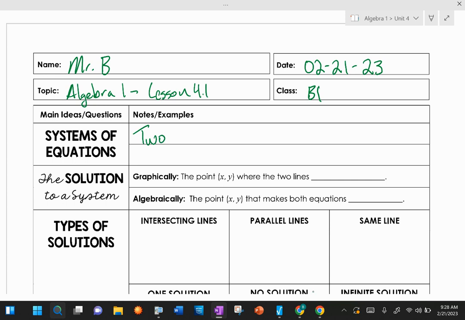So let's put that down. Two or more equations with the same variables on a graph.